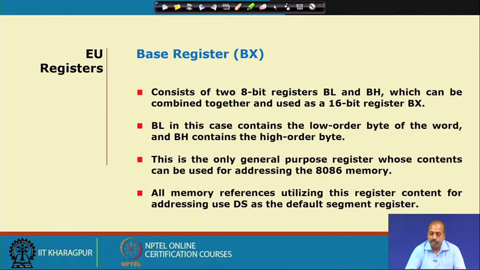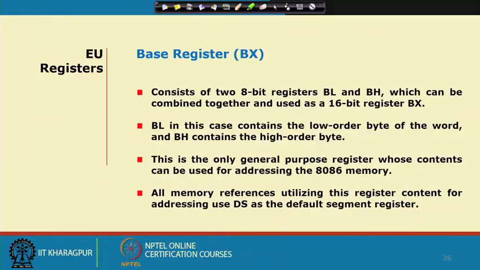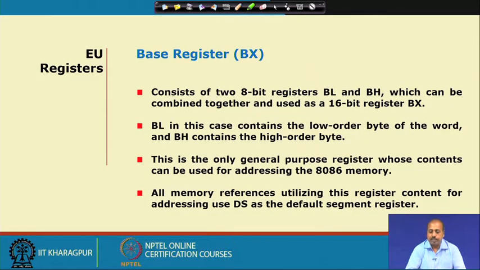This is the only general purpose register that can be used for addressing the 8086 memory. That is why it is called the base register. Particularly when you are accessing an array type of location, the BX register can be used to hold the base address. We will see that later. All memory references utilizing this register content for addressing use DS as the segment register. So, DS is the segment register and BX will be the offset. Like that it will be done.